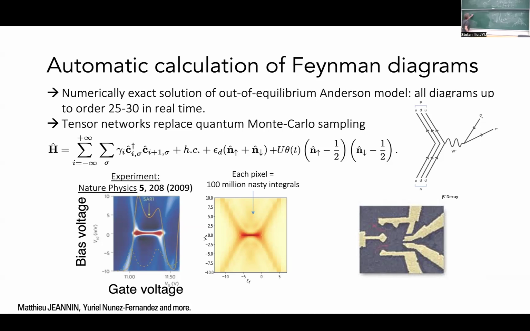Let's say you calculate the current versus bias voltage, etc., but interaction, U. So what's the bare output of the code when you sum all the Feynman diagrams? You get the order 0 contribution, the order 1, order 2, and so on, up to a certain maximum.